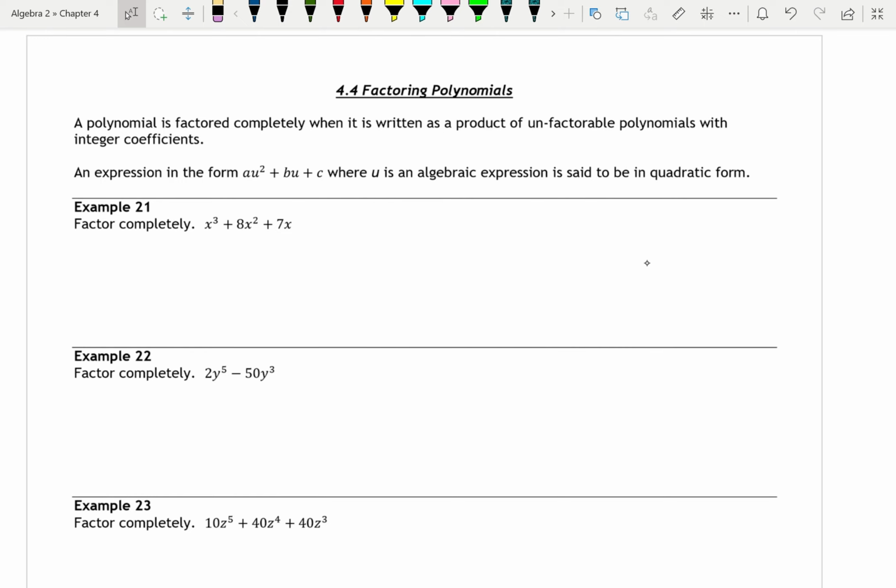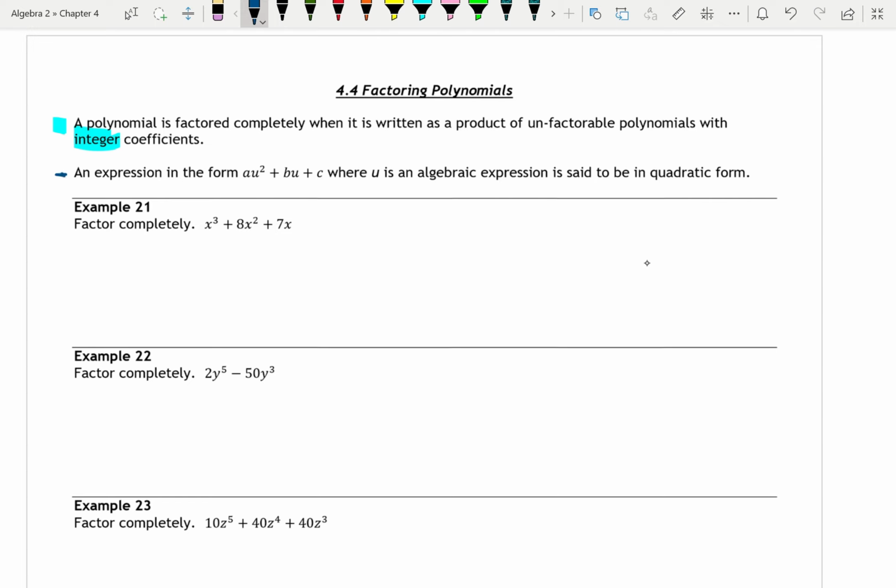So let's read here. A polynomial is factored completely when it is written as a product of unfactorable polynomials with integer coefficients. And that's a neat idea there with integer coefficients. We're not allowed to have a fraction, a decimal, or a root as a coefficient there.